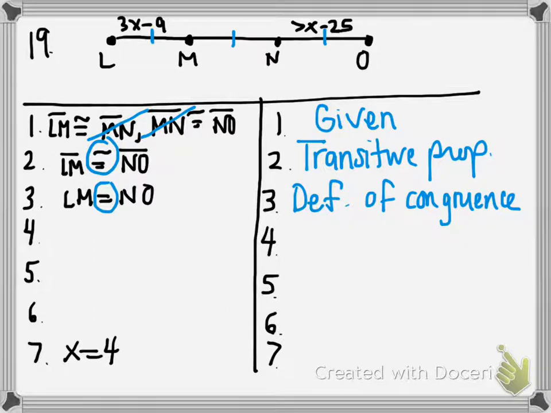So from here, remember, we're trying to create an equation and solve for x. We have to get x is 4. So from here, if you look at your picture, LM, we don't want to have the segment in our proof anymore. We need to change into the measurement of LM, which is 3x minus 9. And that's equal to, well, what is NO? Looking at our picture, that's 7x minus 25. And if you swap out the measurements for the segments, that would be substitution property.